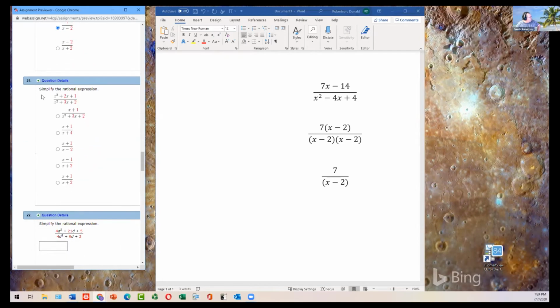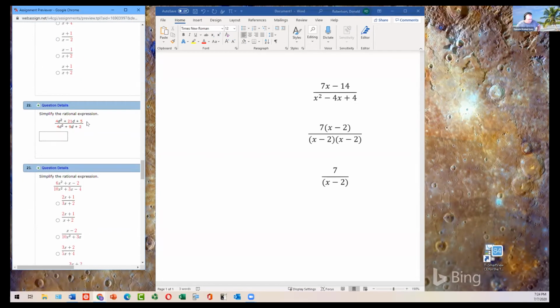If you go to question 21, can you see it's going to be factor, cancel, and see what's left? They've kind of made your life a little bit easier, because since they give you a choice, you don't need to worry about trying to type it in so it makes sense. Can't you just look at the choices and pick the right one?